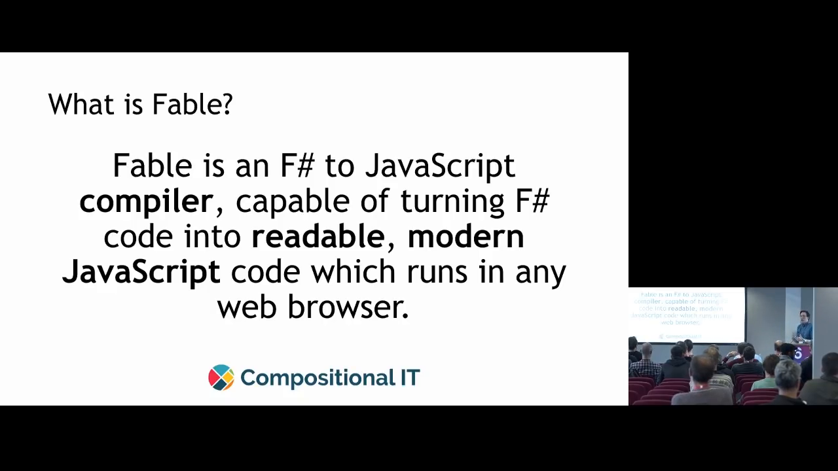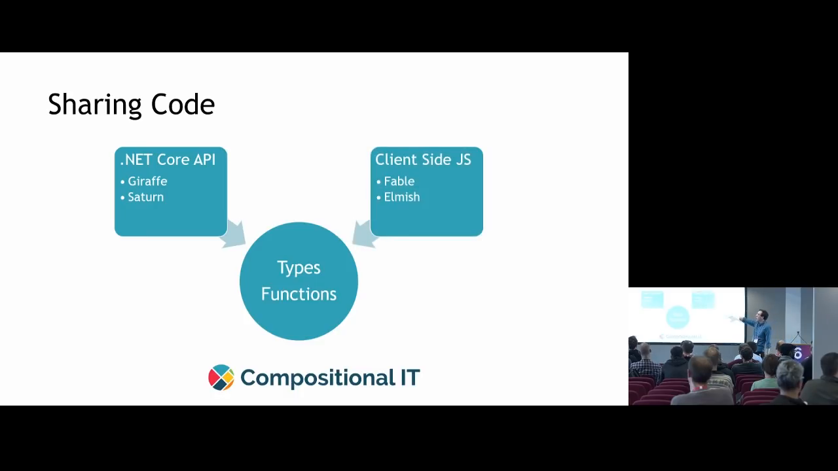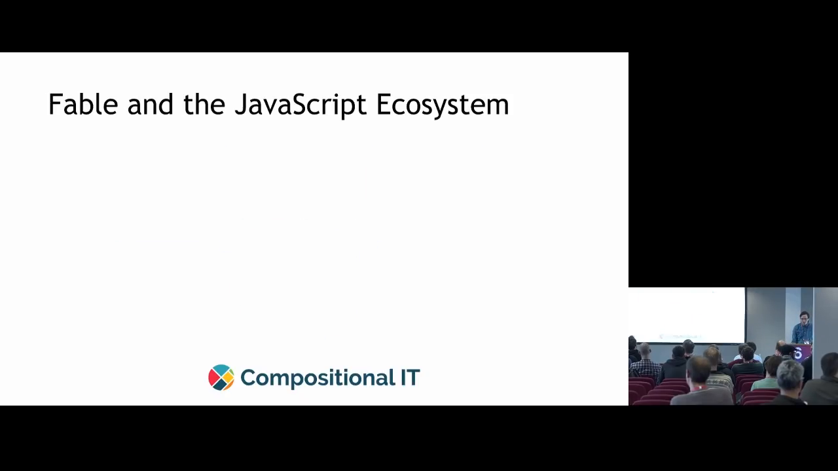If you've used any JavaScript cross-compilers in the past, they can either just operate isolated on the code, or they can make this real mess of an ecosystem around them. Is it Fable because of Babel? Yes, it is. So by using Fable, we're able to share code. So we can take our types and functions, which exist in our .NET Core API, and also compile them to JavaScript using Fable, and then consume them within our Elmish applications.